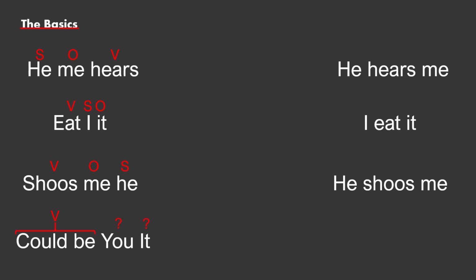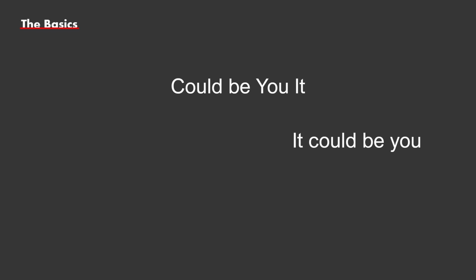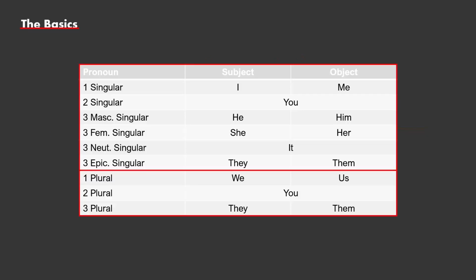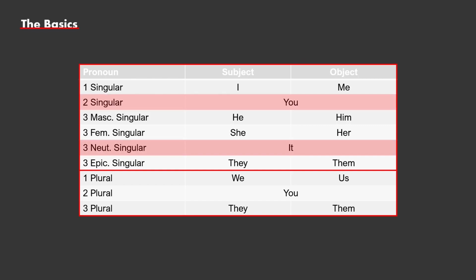Fourth one, however, you can't really tell. This sentence could be one of 2 things. It could be "you could be it". You could be the subject, and it could be the object, meaning the sentence is "you could be it". However, this could also be reversed. This is because if we look at the pronouns of English, you and it, and also plural you, but that's not intended for the sentence, both have no distinction between subject and object, so it's hard to tell.